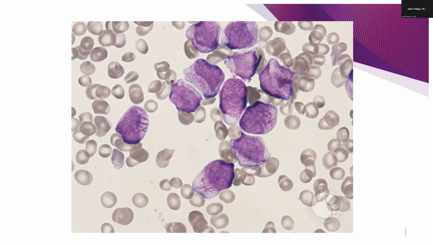And for first class honors, does anyone know the translocation that you see in APML? I'm not expecting anyone to know. Most residents wouldn't know. It's PML-RARA. PML-RARA is a 15;17 translocation, and RAR is the retinoic acid receptor, which is a vitamin A receptor. So we treat these patients with vitamin A.